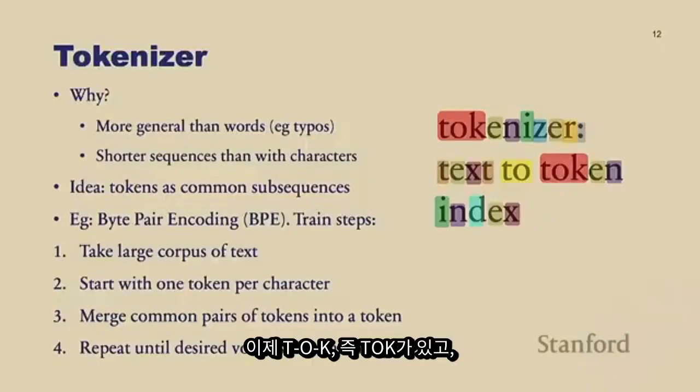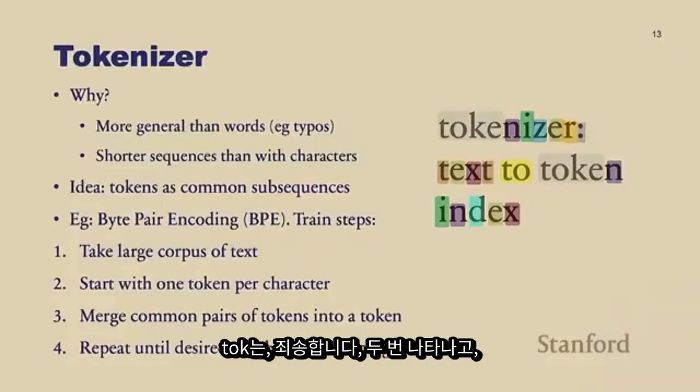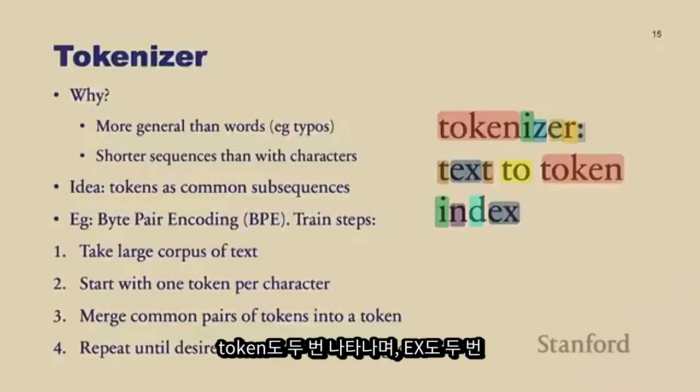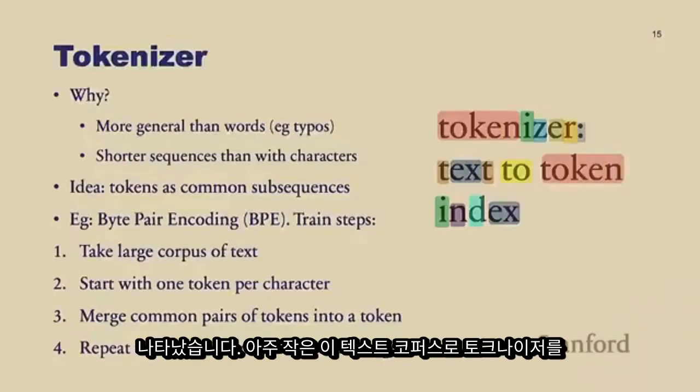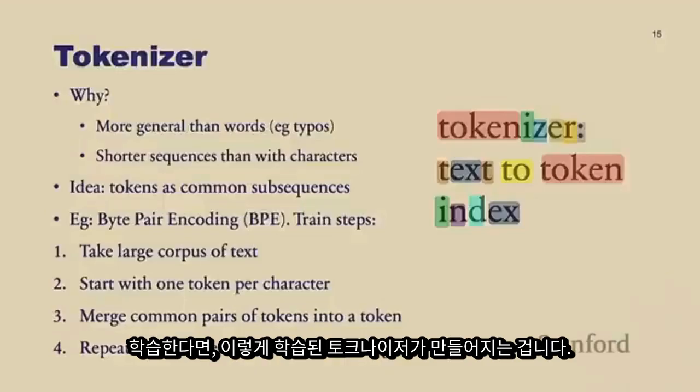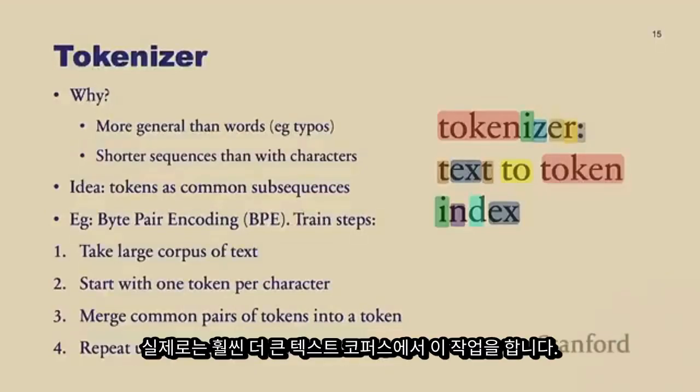So now you have TOK, which happens 3 times, TOK with an E that happens 2 times, and token, which happens twice, and then EX, which also happened twice. So this is if you were to train a tokenizer on this corpus of text, which is very small, that's how you would finish with a trained tokenizer.